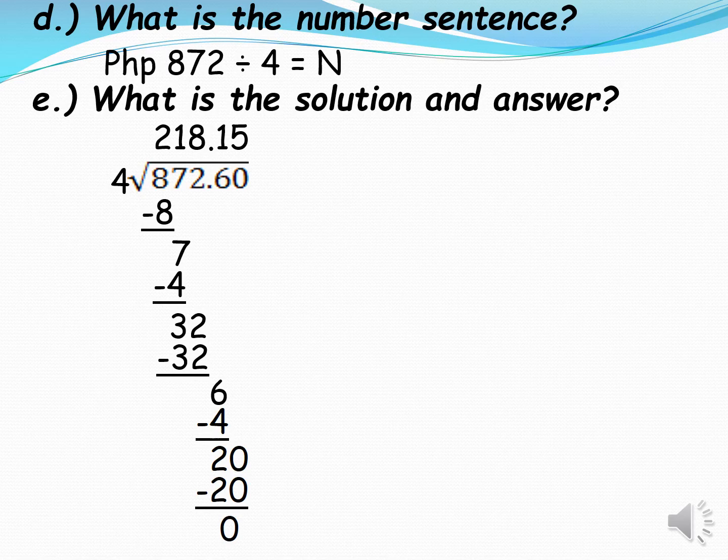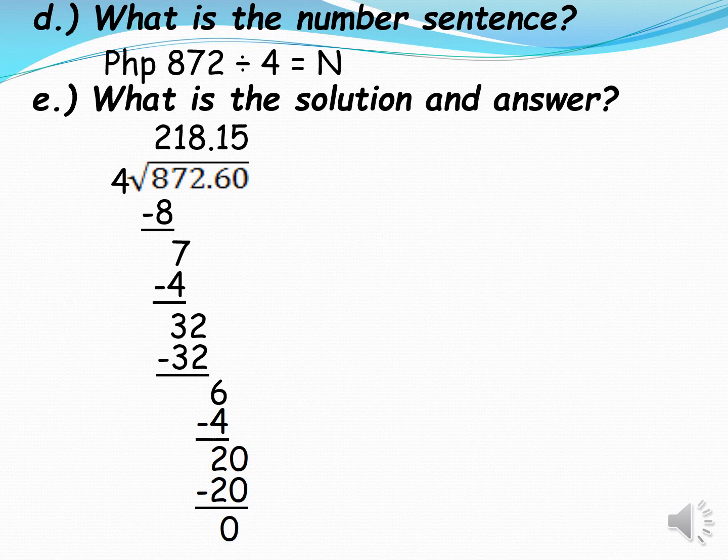So bring down the next digit, 7. 7 divided by 4 is equal to 1. 1 times 4 is equal to 4. 7 minus 4 is equal to 3. Bring down the next digit, 2. So we have 32 divided by 4 is equal to 8. 8 times 4 is equal to 32. So we have 32 minus 32 is equal to 0.